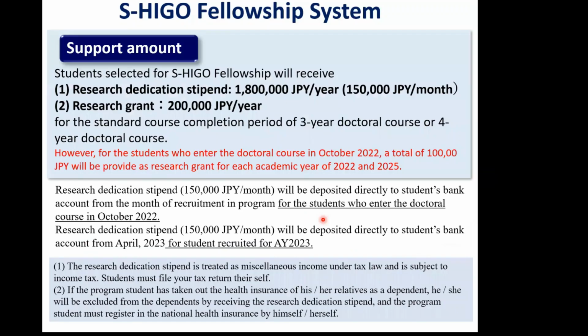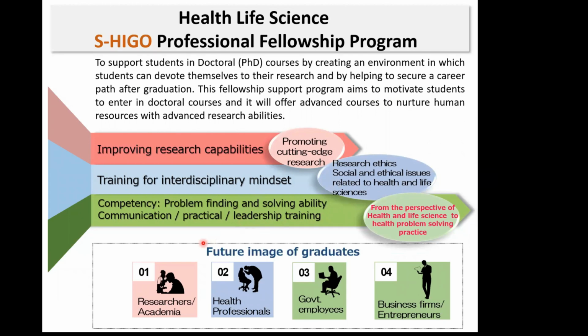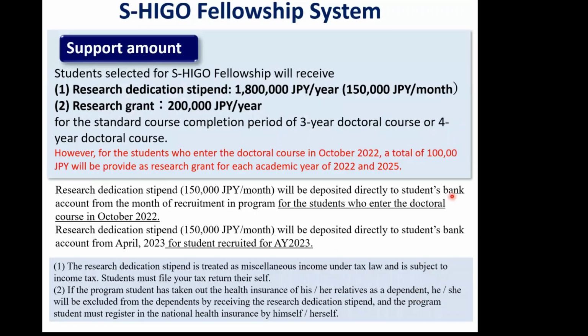Our image of future graduates is that graduates of this S-HIGO program, after successfully completing the program, will be able to work as researchers in academia, as health professionals, or as government employees in different government organizations, or may start their own business as entrepreneurs, or can also work in business firms or companies. So what is the support amount?